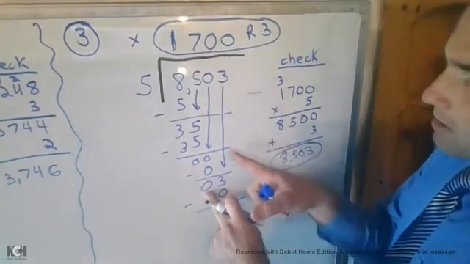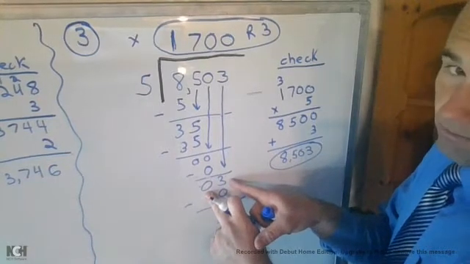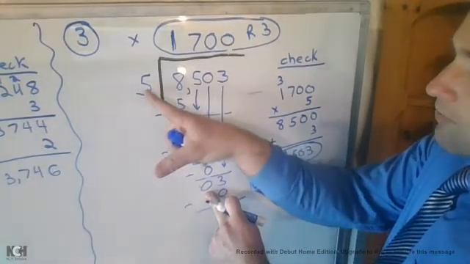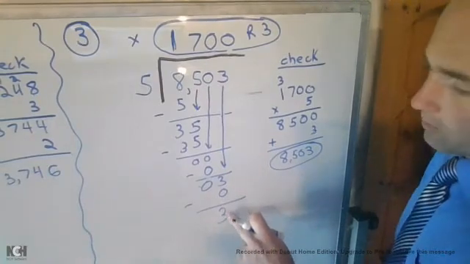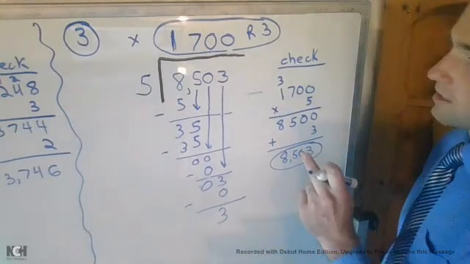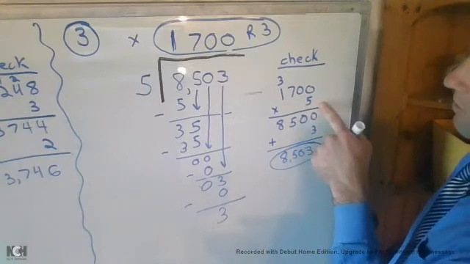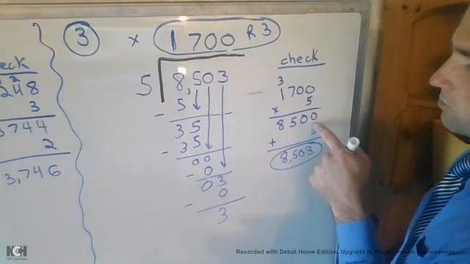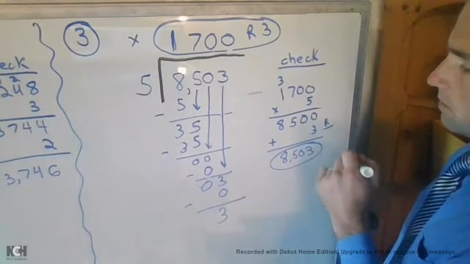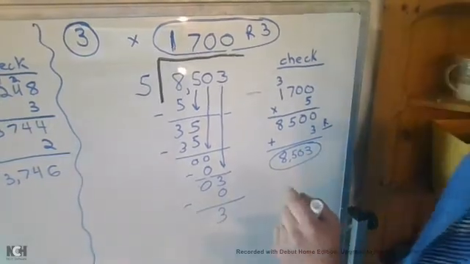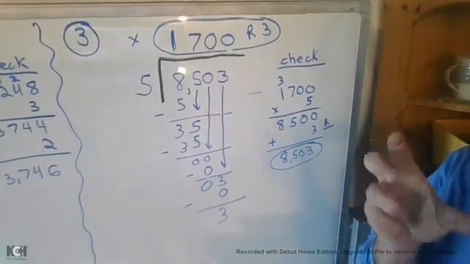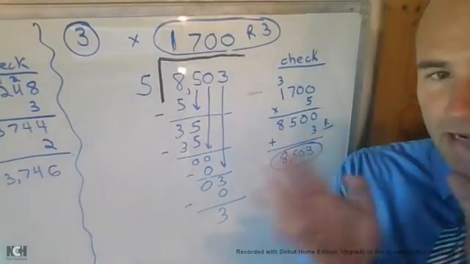I bring down my ones place, the 3. Can 5 go into 3? Nope. So it goes in 0 times. A lot of zeros here. 0 times 5 will give you 0. You subtract, you get 3. Now that's your remainder. When I checked it, I took 1,700 times 5 and received 8,500. Then I added my remainder of 3, because that's the remainder, and I got 8,503, which was my original dividend. All right, I hope if we're making mistakes, we're seeing where they're happening.